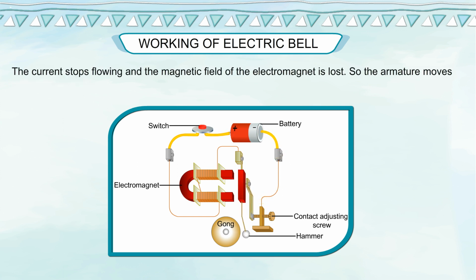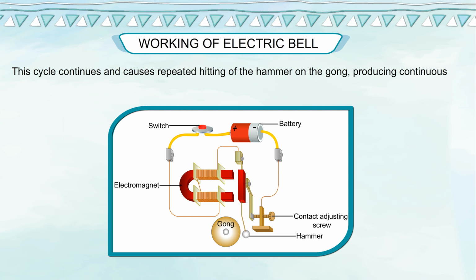The circuit breaks. The current stops flowing and the magnetic field of the electromagnet is lost. So, the armature moves back and connects to the circuit again. This cycle continues and causes repeated hitting of the hammer on the gong, producing continuous sound.